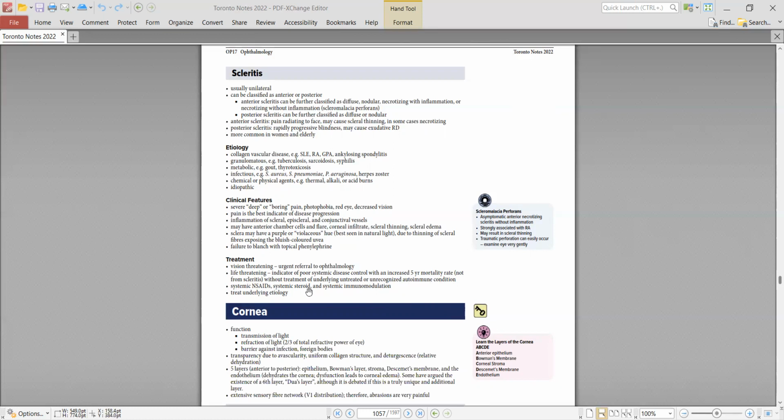Systemic NSAIDs, systemic steroids, systemic immunomodulators. Because these are autoimmune conditions, you are not giving anything topically. You are treating it systemically, only in tablet form: NSAID tablet, steroid tablet, prednisolone tablet, systemic immunomodulators like cyclosporin or anything. Treat the underlying etiology, treat the cause, look for the cause.